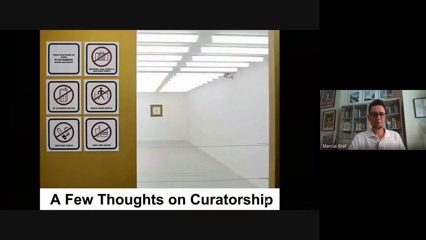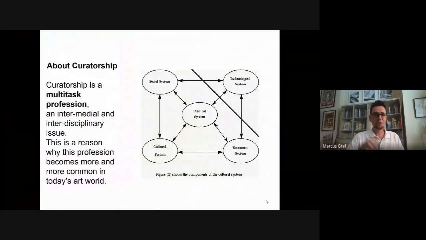Like I said, I would like to start with some thoughts on curatorship or curatorial practice and theory. First of all, I think that curatorship is a multitask profession. It's an intermediate and interdisciplinary issue. That means you are working with various fields of arts management. On the one hand, you are directly connected to the art world, obviously. That means you have to understand how artists think and work. You have to know about their materials and their artistic issues and problems that they are interested in.